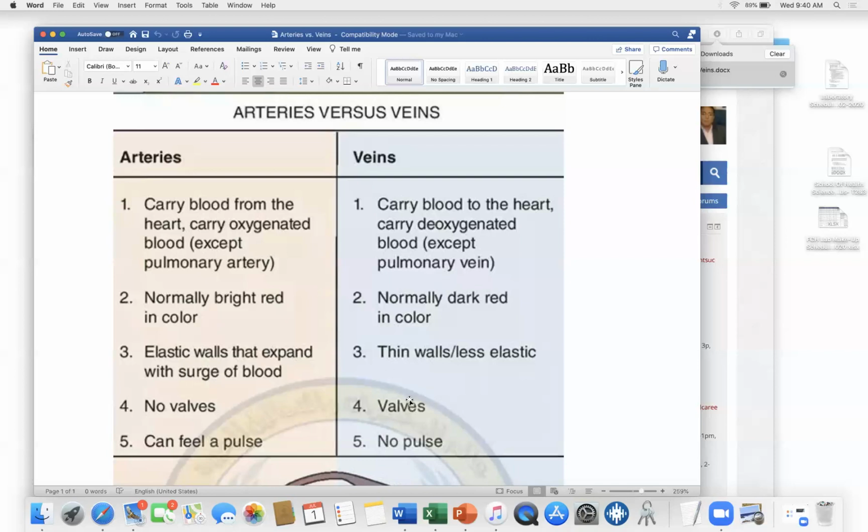And veins also have valves. Because remember, we talked a moment ago about how blood only can flow one way. And if veins are low pressure, the blood will sometimes kind of slink back, but veins have valves to make sure that blood only flows one direction.